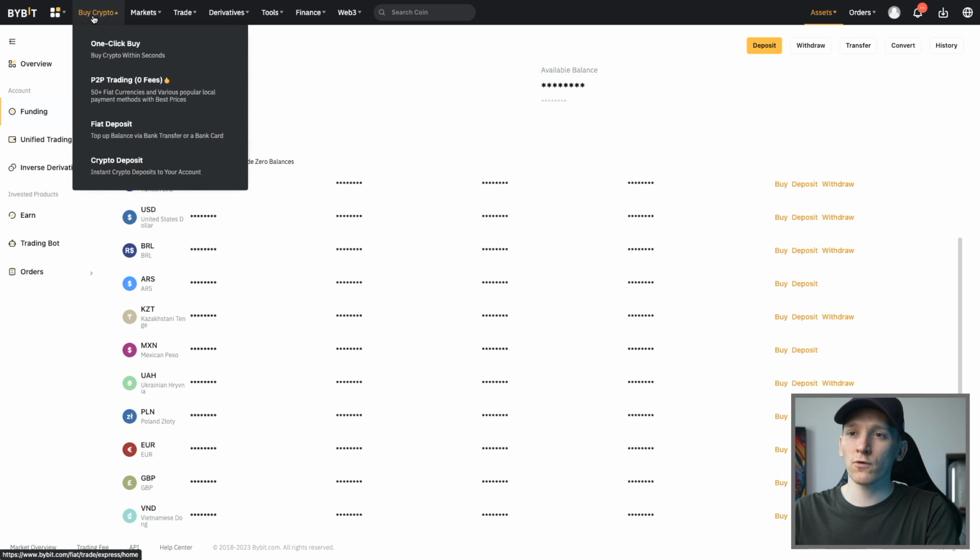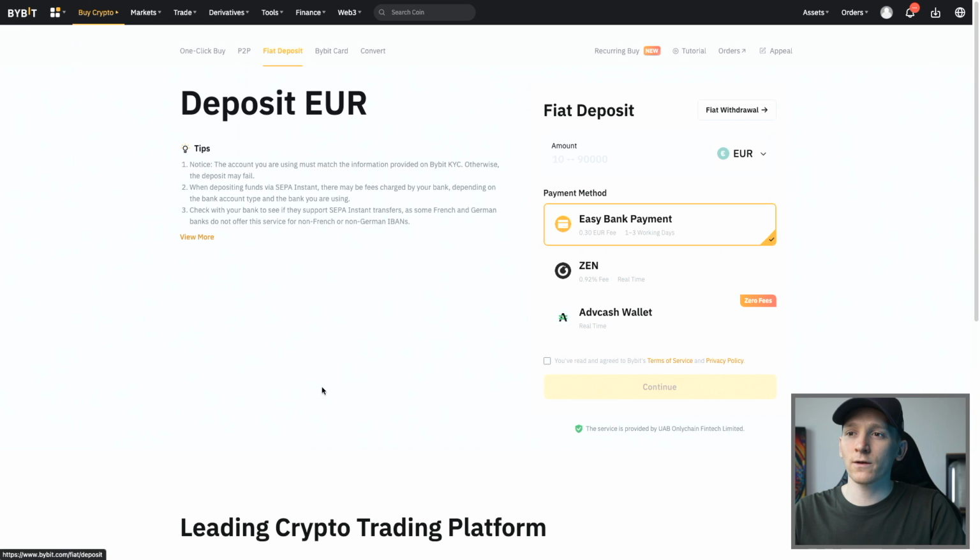So if you come up to buy crypto and just click on this, it's going to take you through to this page. So firstly, with fiat currency deposits, you can come to fiat deposit here. Bybit is essentially using payment providers for this. So for euros, there's good support. You can use a bank transfer. You can see the fee is 30 cents.